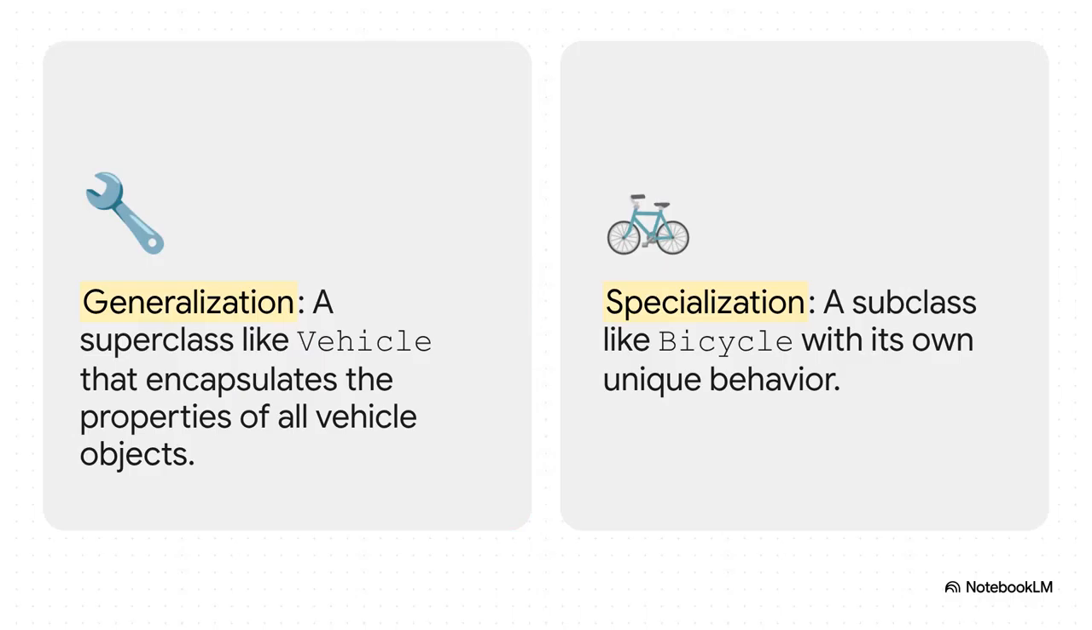You know, what we're really doing here comes down to two big ideas, generalization and specialization. The superclass, like vehicle, is the general concept. It's the big, broad idea. But a subclass, like bicycle, that's a specialization. It's a very specific kind of vehicle with its own unique behaviors.